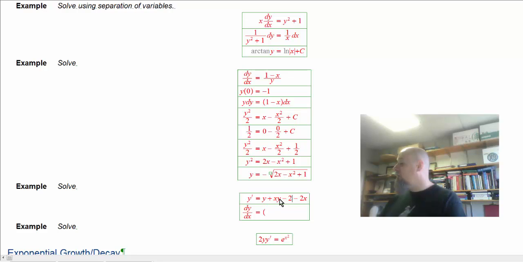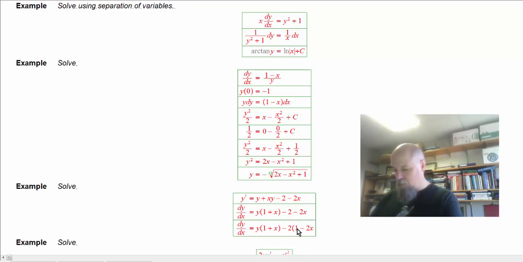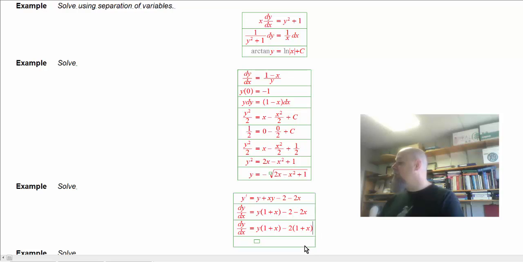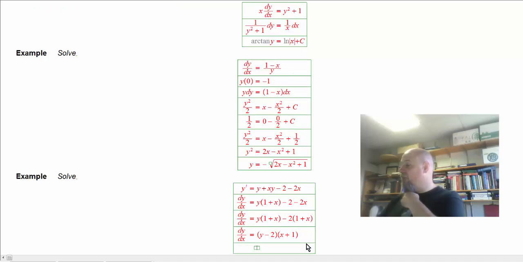So if I'm trying to write it as a separable equation, I'm trying to write it as y prime equal to some function of x times some function of y. Let's move this piece over here and factor out the y. That would be y times 1 plus x, minus 2 minus 2x. Now I can factor out a minus 2 on that side, and I see I can factor an (x plus 1) or (1 plus x) bracket. I get (y minus 2)(x plus 1). So I can write y prime or dy/dx as some function of y times some function of x. Now I see it's separable.